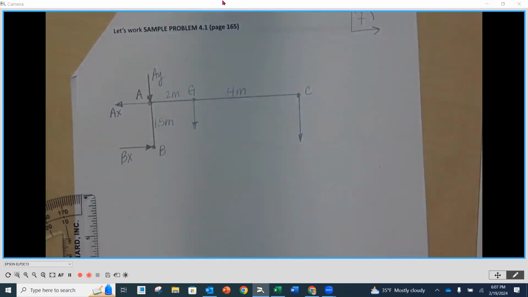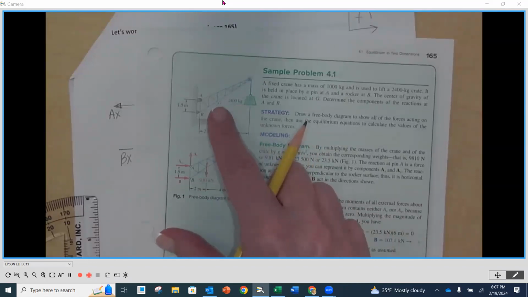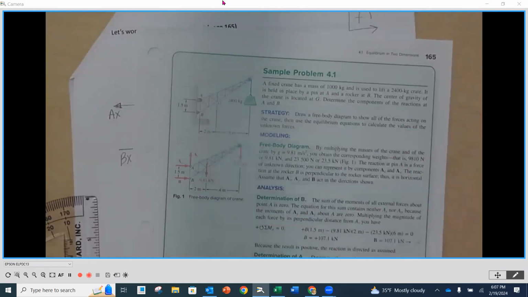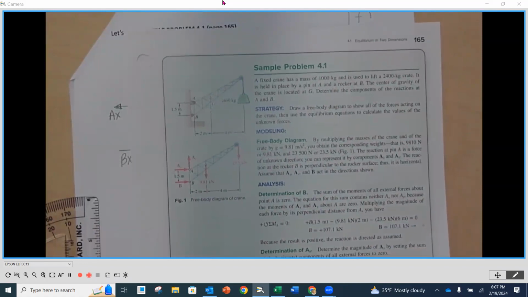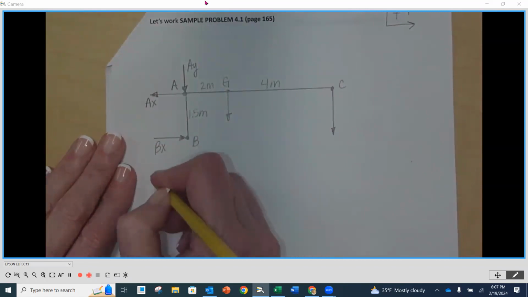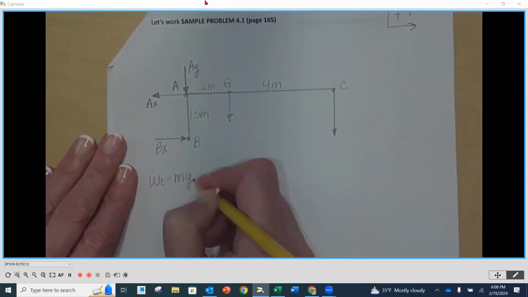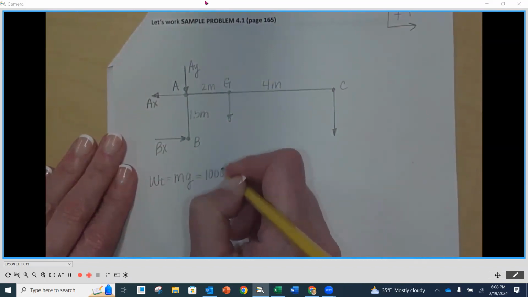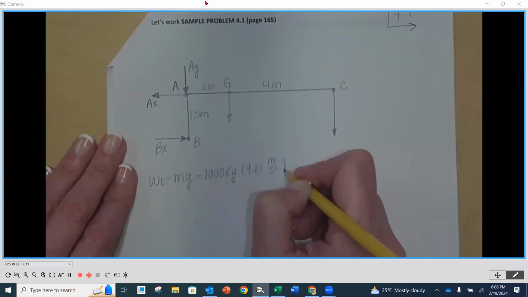I do need the two magnitudes, of the weight of my crane and the weight of the load. So it tells us in the problem that the mass of the load is 2,400 kilograms. I need to convert that to newtons. And then the center of gravity is where we put the weight of the crane, that is given to us as a mass of 1,000 kilograms. So before we finish up our diagram, the weight of the crane is going to be equal to its mass times gravity, which is equal to 1,000 kilograms times 9.81 meters per second squared.